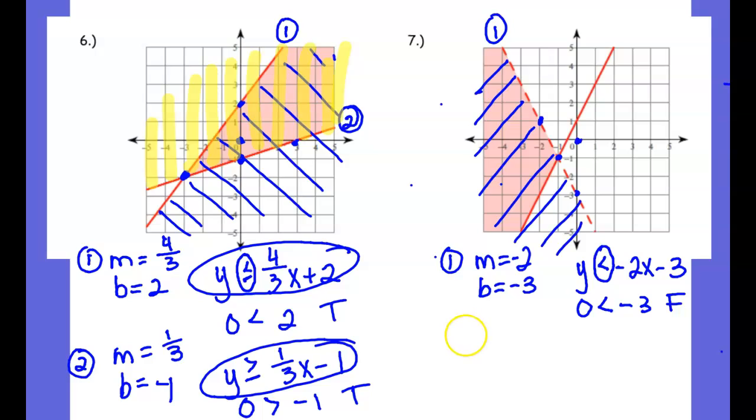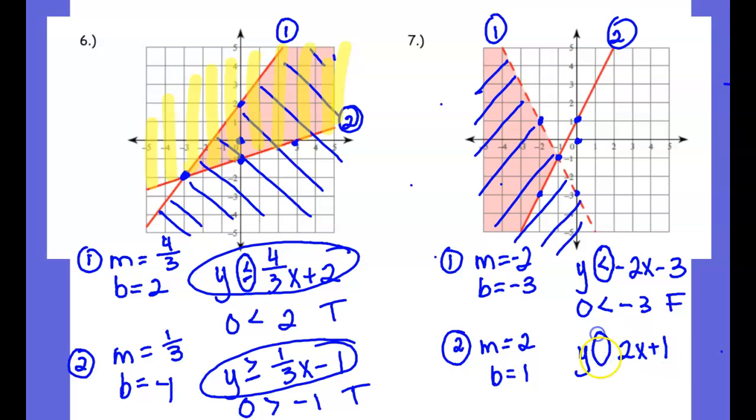All right, now the second inequality. Our y-intercept is going to be positive 1, and our slope here is going to be, let's see, go down 2 and over, so it looks like it's going to be a positive 2. We put it in slope-intercept form. We've got y and we've got 2x plus 1. It's a solid line, so we know we're going to have that little equal sign there.